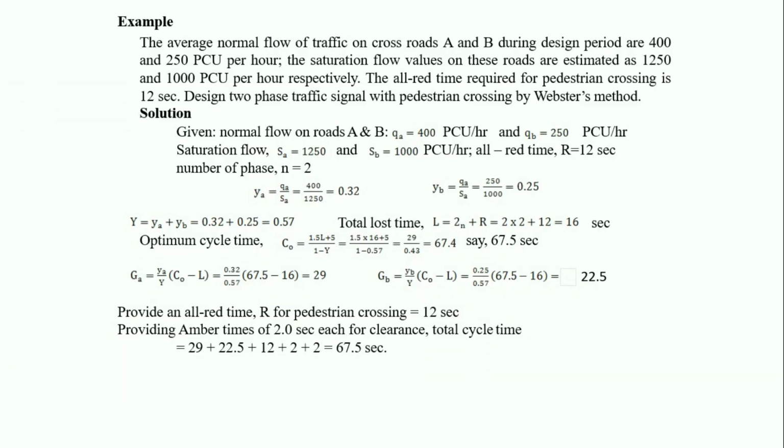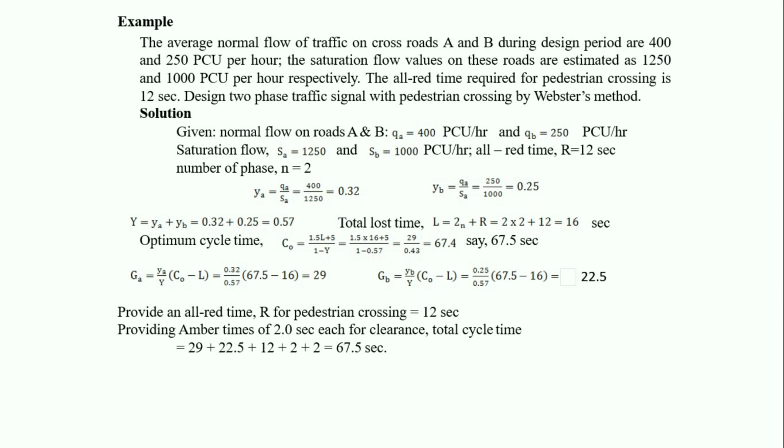So now we can do an example of a Webster's signal design. The question is: the average normal flow of traffic on a crossroad A and B during the design period are 400 and 250 PCU per hour. The saturation flow values on these roads are estimated as 1250 and 1000 PCU per hour respectively. The all red time required for pedestrian crossing is given as 12 seconds. We need to design a two-phase traffic signal with pedestrian crossing by Webster's method.